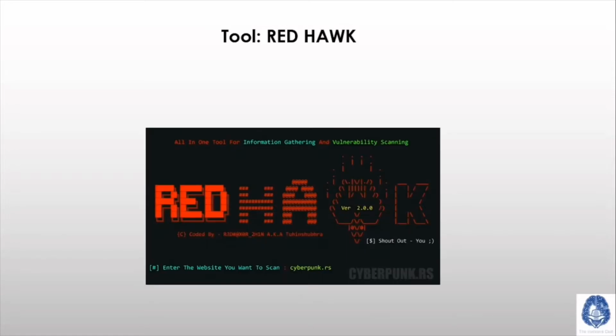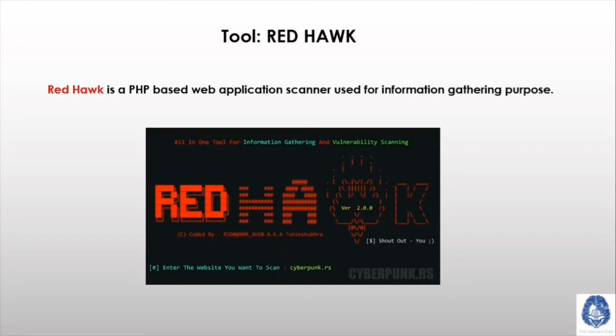So now we'll learn about an active reconnaissance tool. The tool name is Red Hawk. Red Hawk is an active reconnaissance tool, a PHP based application scanner used for gathering information. In this tool, we get information about the target like IP address, web server detection, Whois Lookup. This tool covers most of the information. So let's see how this tool works.